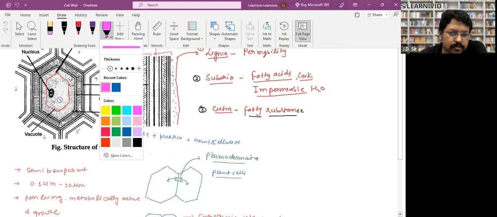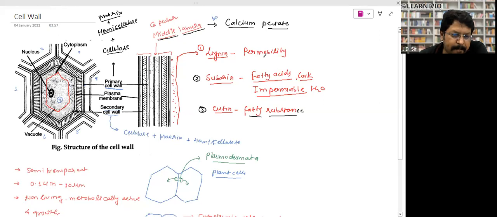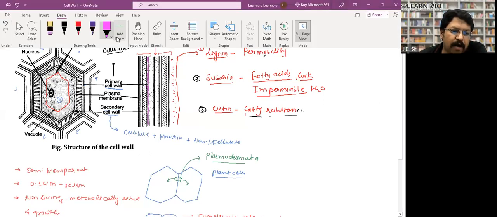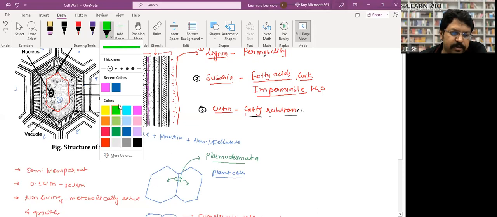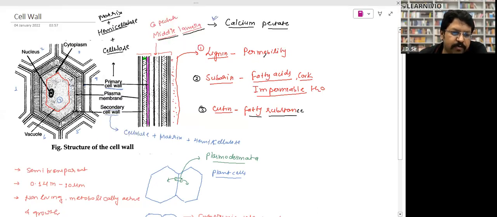So try to understand. First, this part is called primary cell wall. This pink color structure, you can call it primary cell wall. So the first cell wall formed is the primary cell wall. After the cell becomes mature, deposition of substance takes place and formation of secondary cell wall takes place.